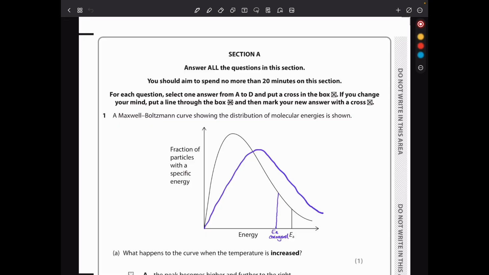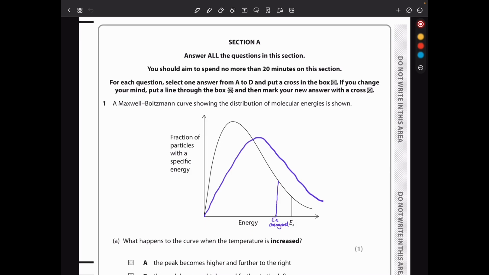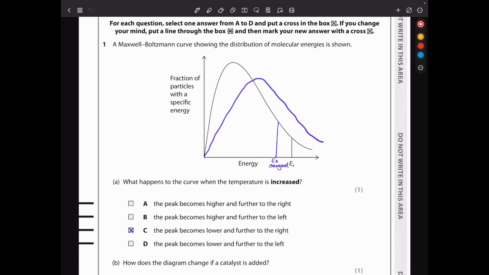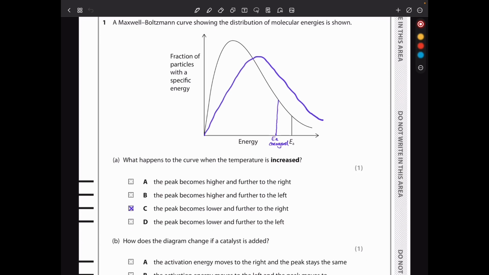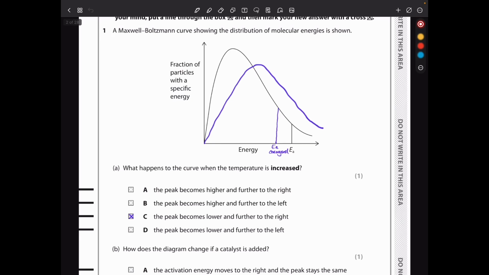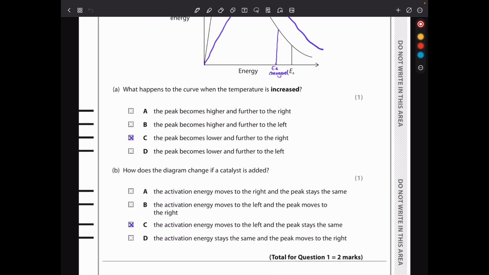In question 1, a Maxwell-Boltzmann curve showing the distribution of molecular energies is shown. So this is the graph, ignore the part in blue. They say what happens to the curve when the temperature is increased. Increasing the temperature will shift the curve towards the right and the peak is going to be lowered. So the answer here is going to be C, further to the right, and the peak becomes lower.